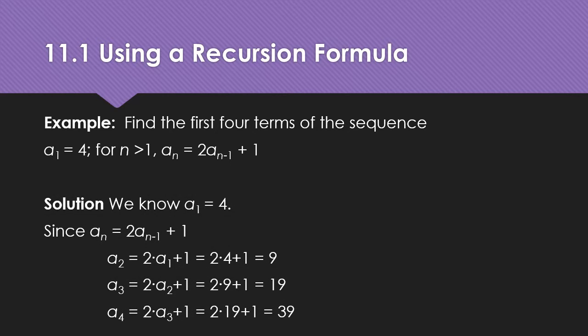So we know that a sub 1 is 4. So a sub 2 is going to be 2 times 4 plus 1, which is 9. A sub 3 is going to be 2 times 9 plus 1, which is 19. And a sub 4 will be 2 times 19 plus 1, which is 39.